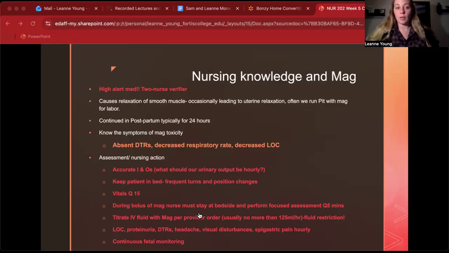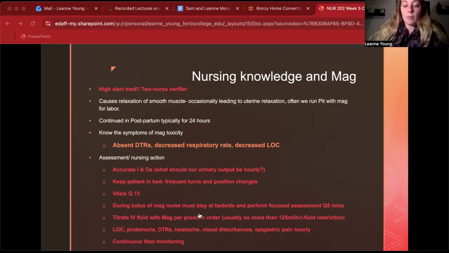You need to know, star, circle, underline, write it on your ceiling. You need to know these symptoms of magnesium toxicity. Okay. How do we know if a patient's magnesium is too much? She's getting too much magnesium. She does not have deep tendon reflexes. They're completely zero. Her smooth muscle is relaxed to the point that she is not having any reflexes at all. Decreased respiratory rate, right? Magnesium can cause respiratory depression. So we need to be monitoring patients' vitals very closely. And then decreased level of consciousness is another one.